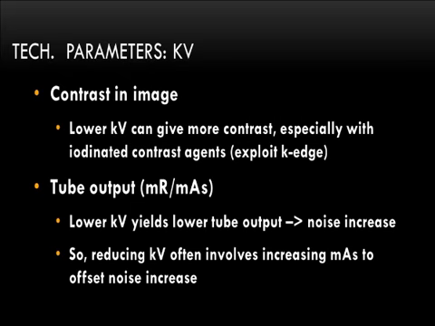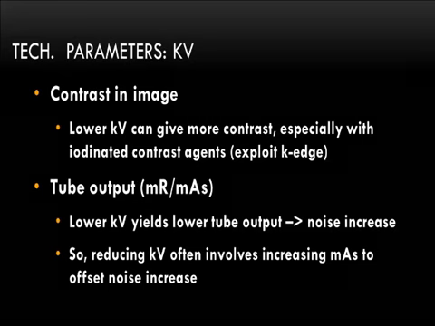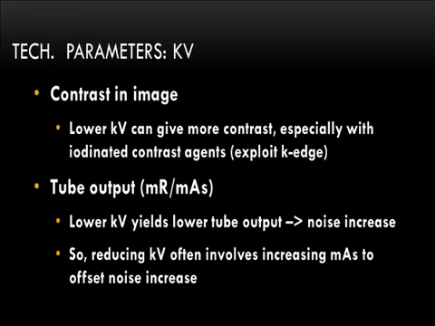And so what happens often is that when KV is reduced, that often involves increasing the MAS to offset that noise increase. Okay? So in other words, if you just change the KV and leave the MAS where it is, you'll drop the dose significantly. We'll talk about that in a second. But you'll also increase the noise significantly. And to compensate for some of that, you may bring the MAS back. Okay? The KV selection methods will actually do some of that for you. They'll reduce the KV, but they'll bring the MAS back up a little bit.